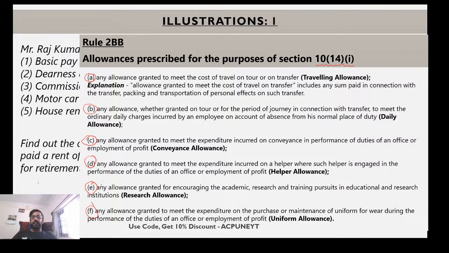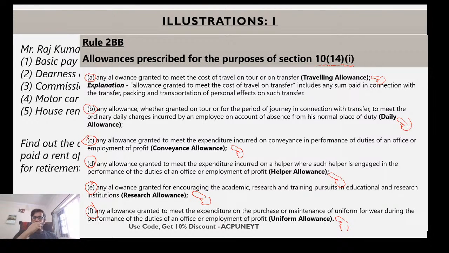So if you see, first allowance is traveling allowance. I have prepared a shortcut for these. Second allowance is daily allowance. Third allowance is conveyance allowance. Fourth allowance is helper allowance. Fifth allowance is research allowance. Sixth allowance is uniform allowance. So can you please give a brief of all these? Yeah, definitely I will give you.